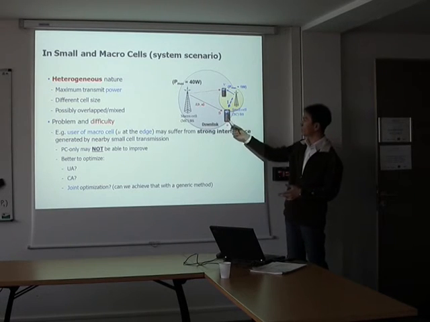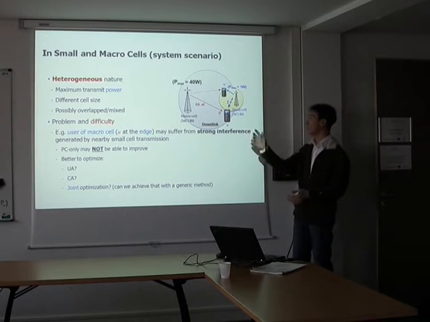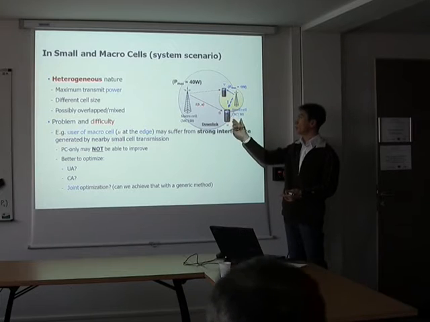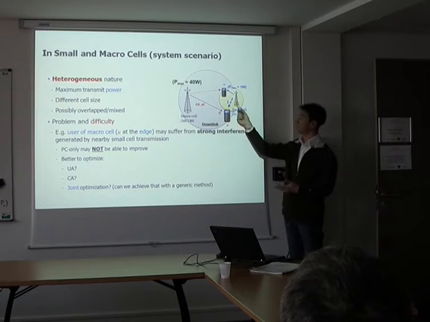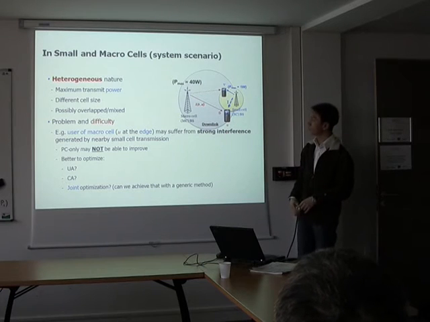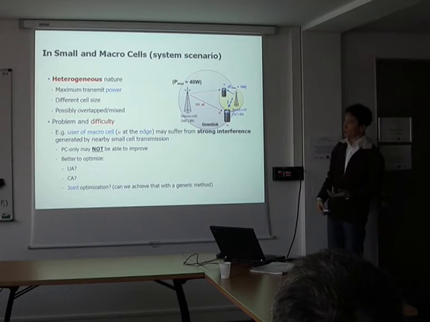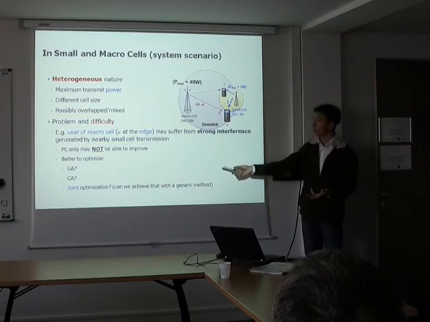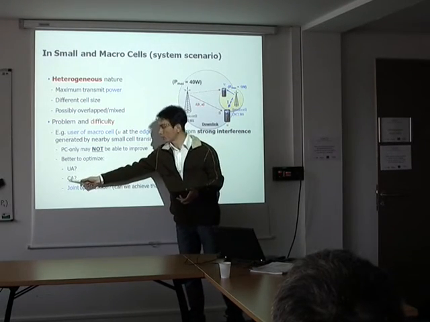So generally speaking, the user here will get a very weak SNR level. And one of the solutions is that, if it is open access, you should switch the attachment from this macro to the small cell, or you have to do something in order to help this user improve their SNR quality, which could be in terms of user attachment, which I write as UA, and channel assignment.